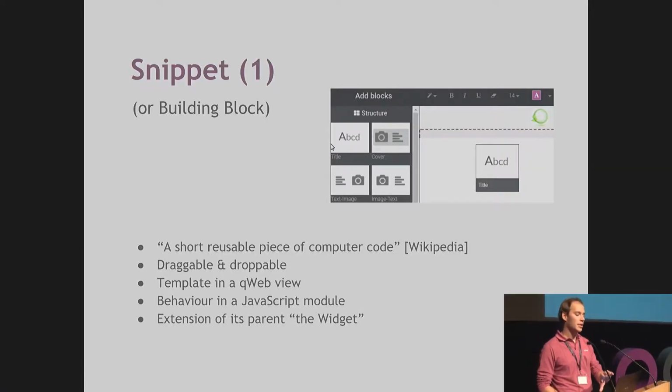So this is what a snippet is. It's just a portion of reusable code that you can drag and drop on your page. Just for the sake of clarity of the next explanation, the template is written in QWeb, and the behavior is described in a JavaScript module.